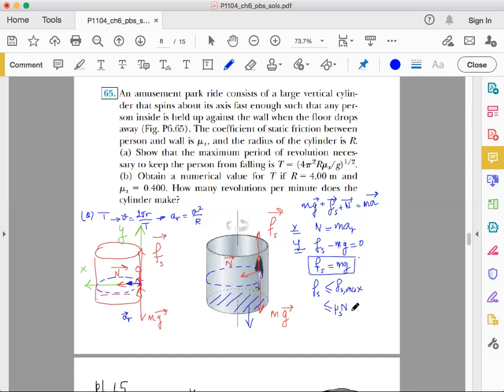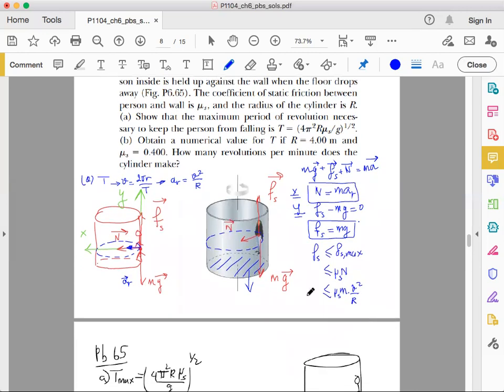And we know what is the value of N. From the first equation, it's equal to M times AR, sorry. So we end up with mu s times M times AR is equal to V squared over R. But we know what is V in terms of T. So we can write down V as equal to 2 pi R over T. So from here, we can write down mu s times M times V squared, which is 4 pi squared R squared.